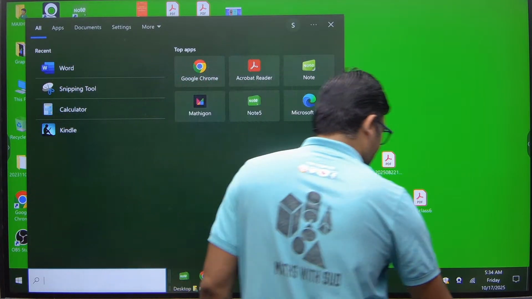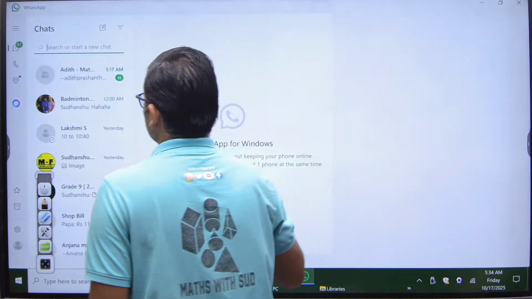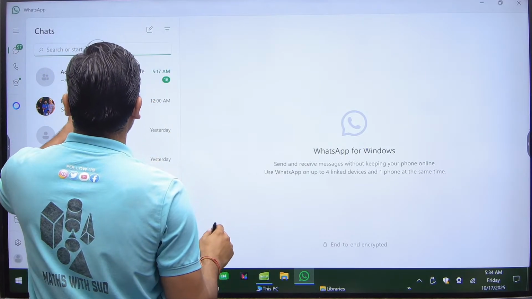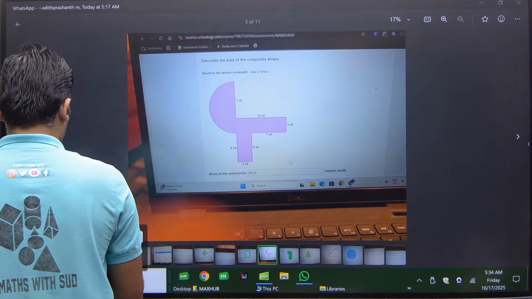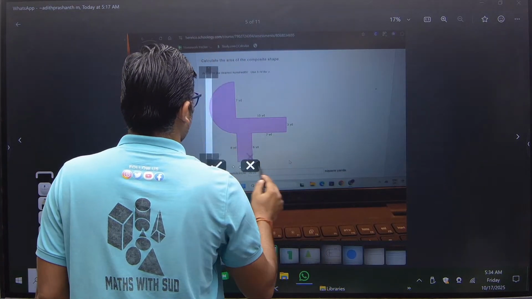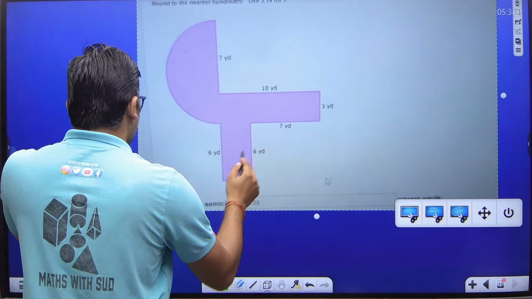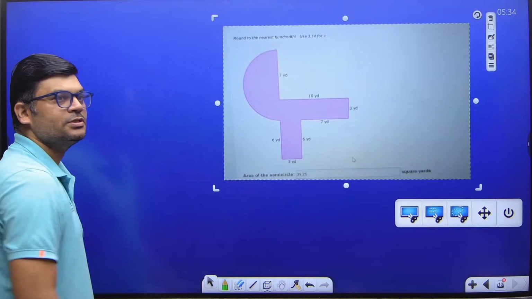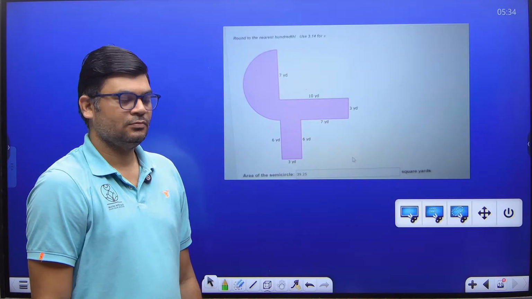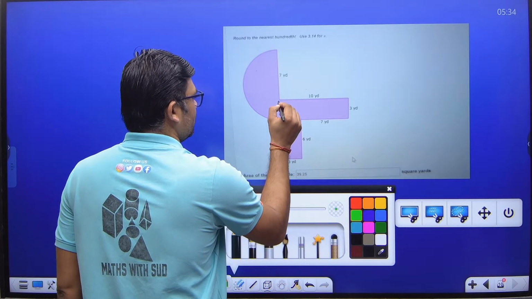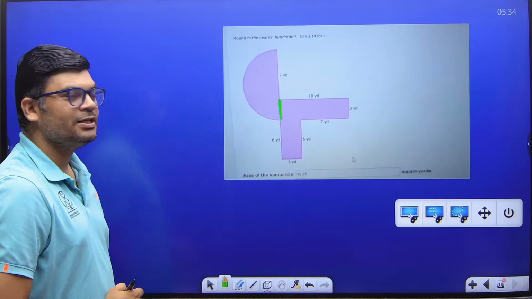Okay, just give me 1 minute. Let us take this question. How do you approach this question? How are you going to do this? Tell me, any idea? We kind of divide it into different shapes. Wonderful, that's a semicircle, then two rectangles. So you will draw a line from here. So this is a semicircle.